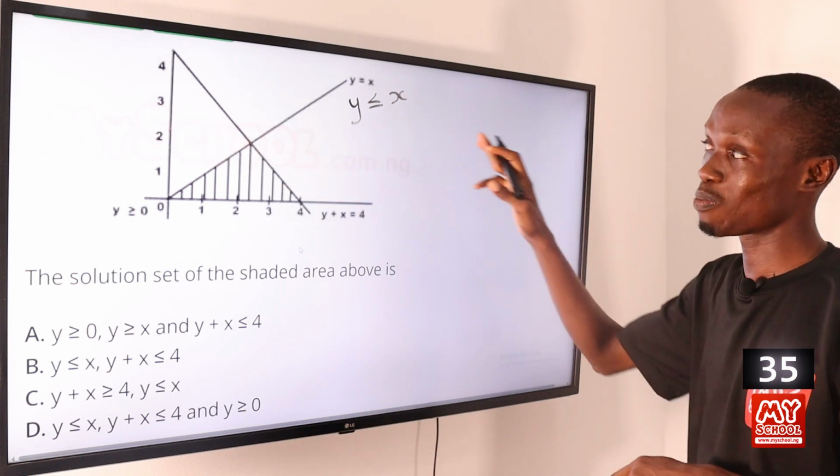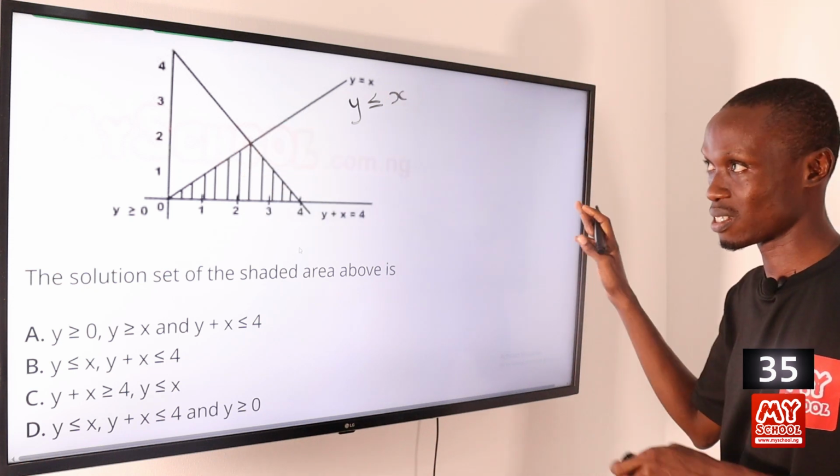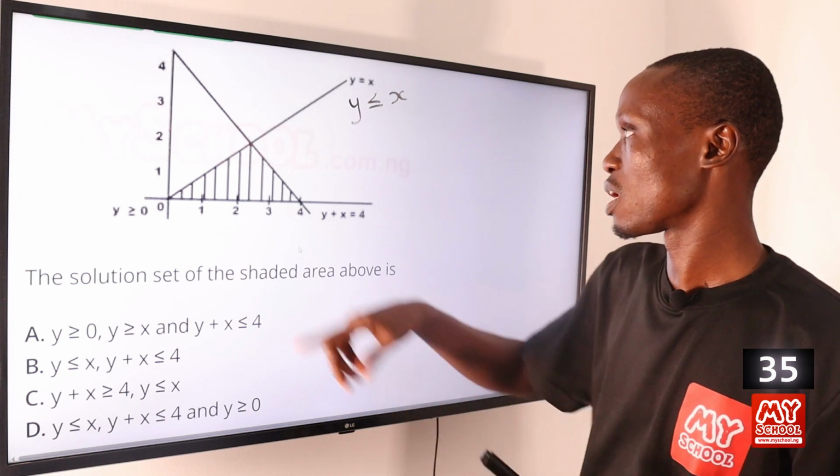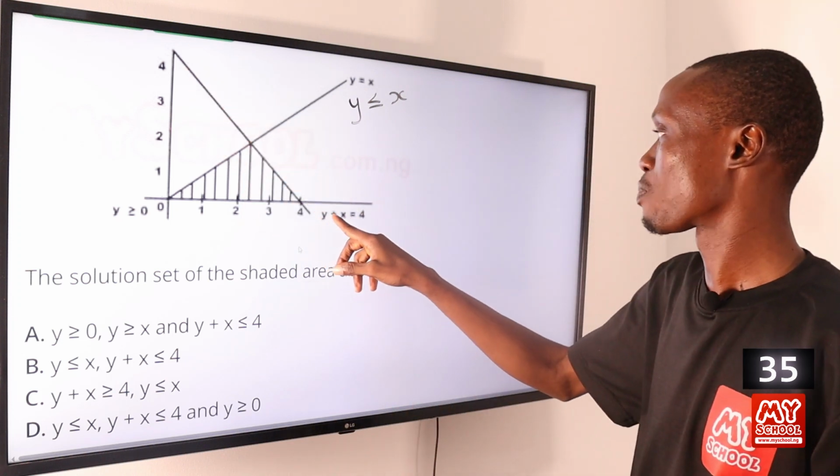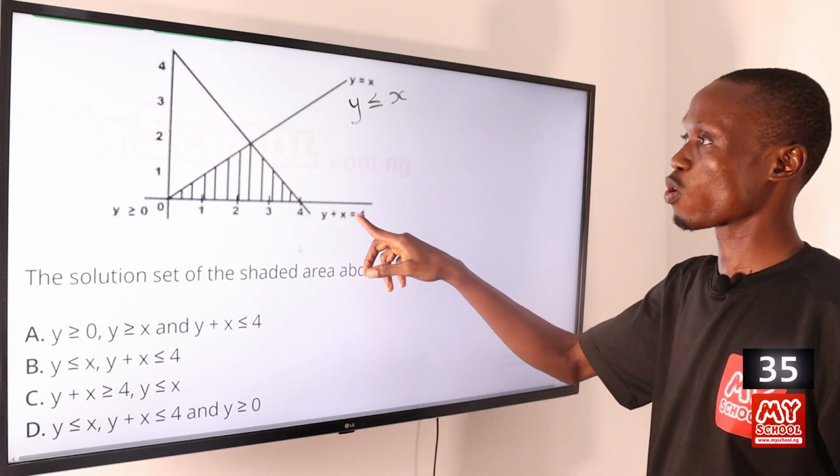Okay, it's not broken. Had it been broken, then it would have been just less than. Now let's check for the second line. So for the second line, y plus x is equal to 4.